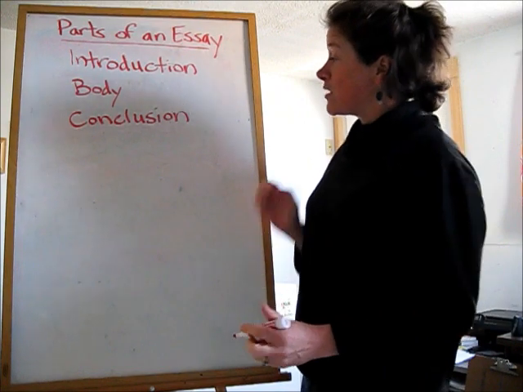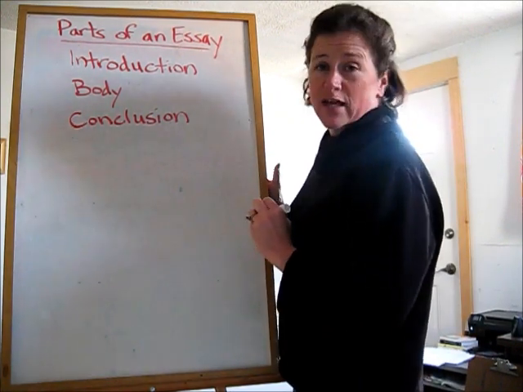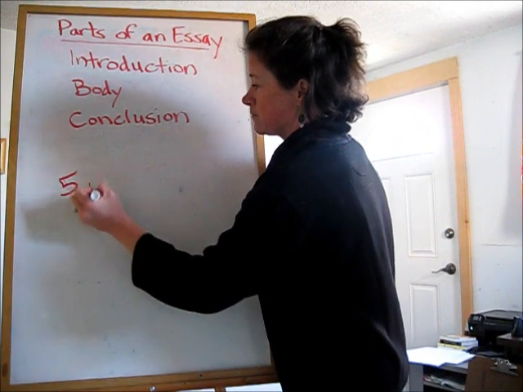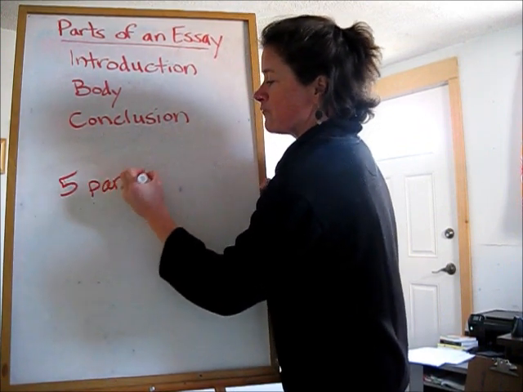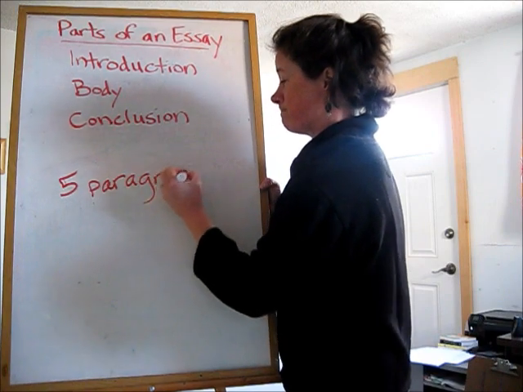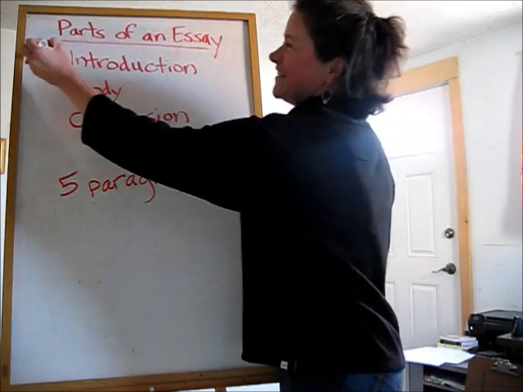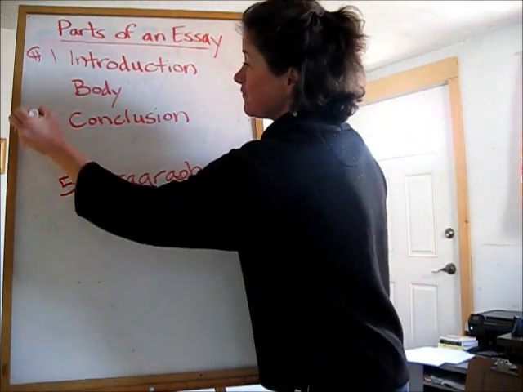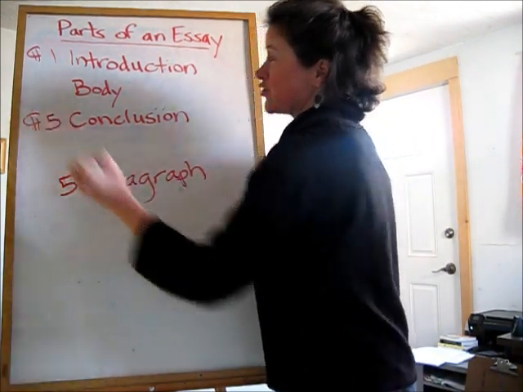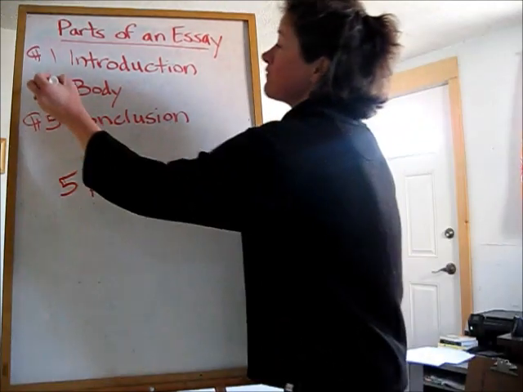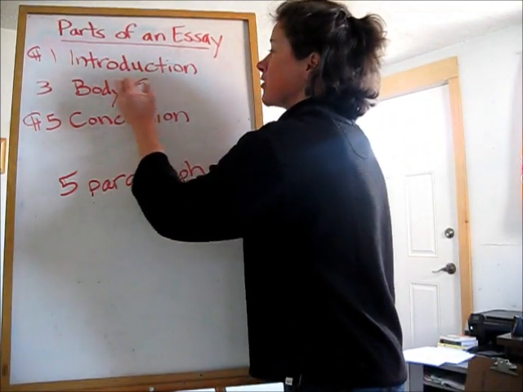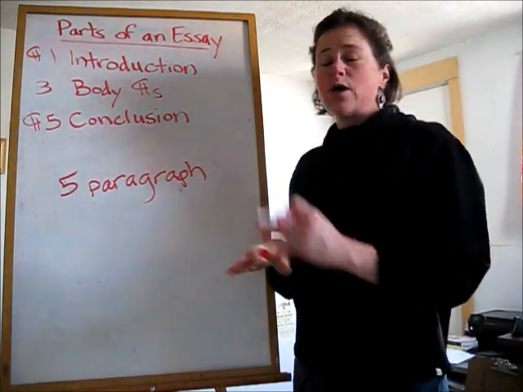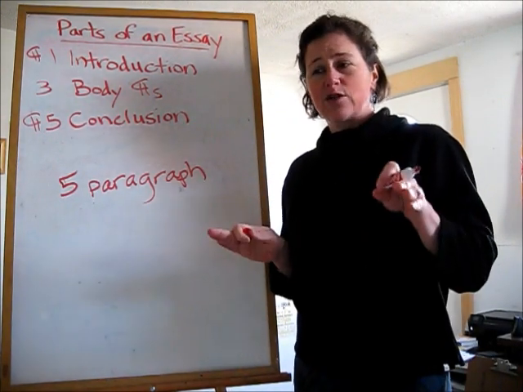We're going to be working with a basic 5-paragraph essay structure. Now, if you have a 5-paragraph essay, here's a little math for you. Your first paragraph is your introduction. Your fifth and last paragraph is your conclusion, which means you're going to have 3 body paragraphs in the middle. And that's going to be true of any kind of essay that we write.